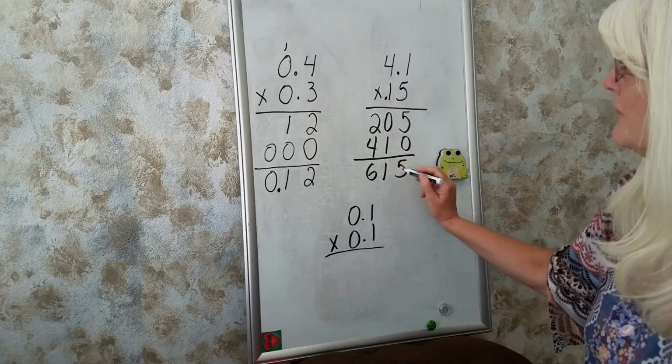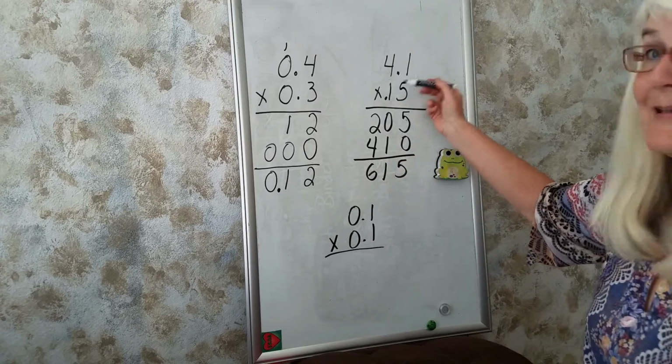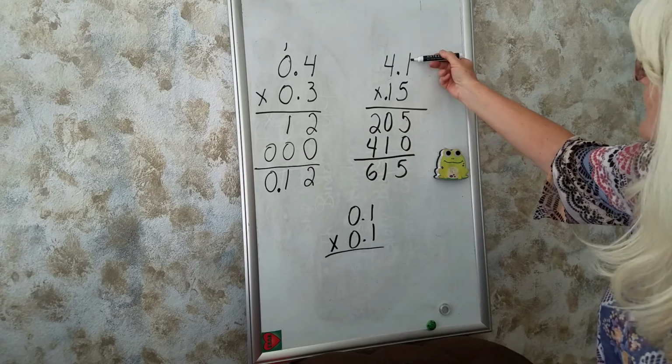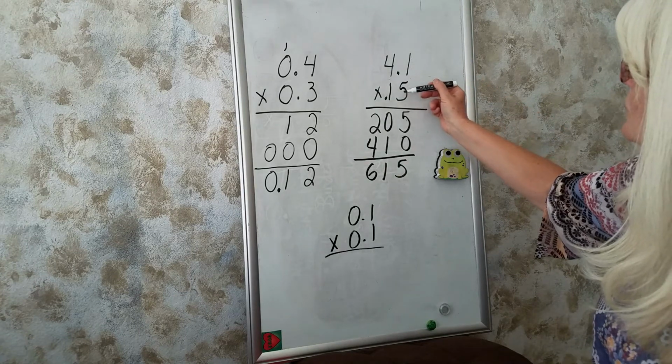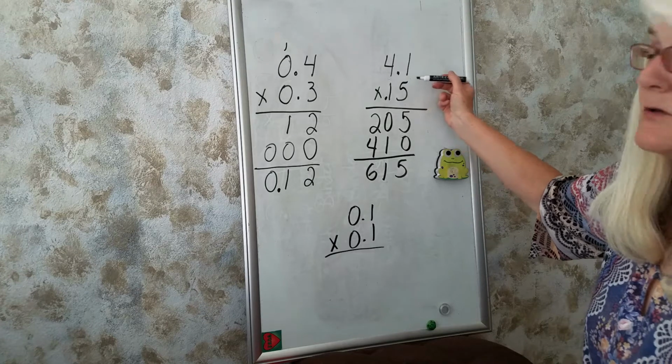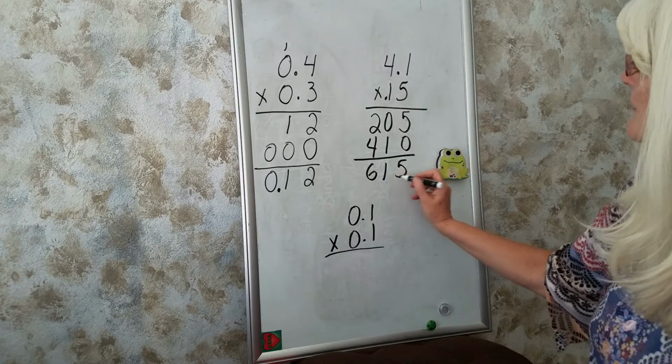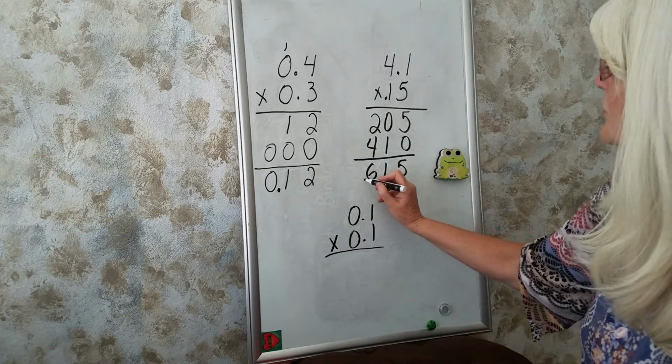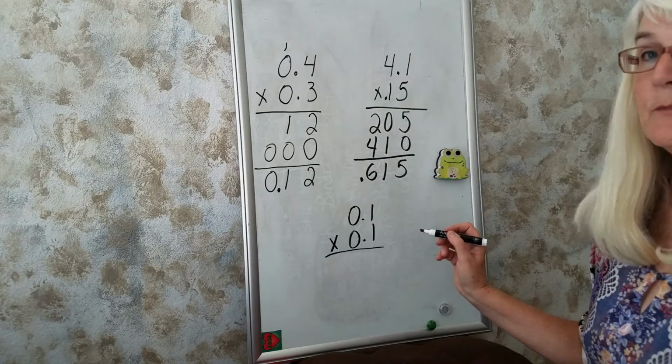Now when I have my final numbers, I can insert my decimal point. Here I count 1, 2, 3 places to the right of the decimal. So when I come to my final numbers, 1, 2, 3, and I insert my decimal.